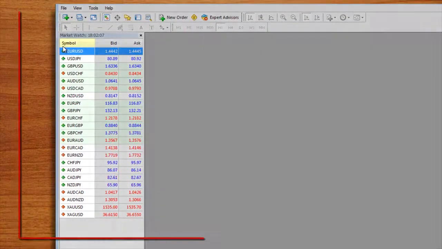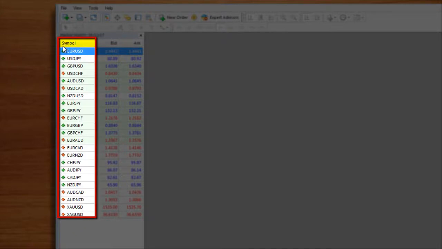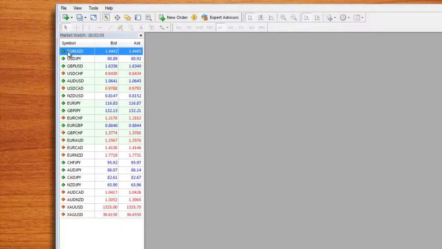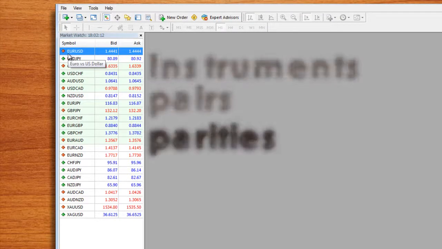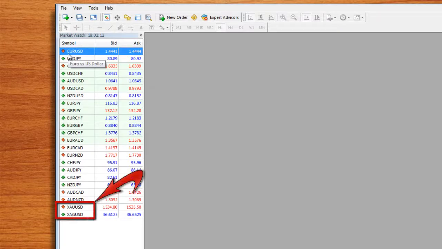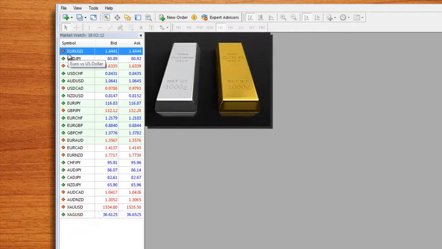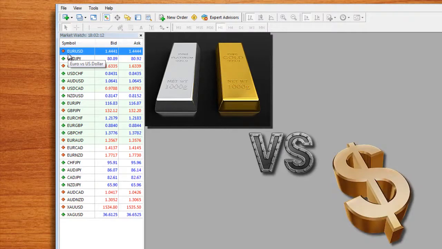Awesome. So in terms of the default columns that are currently displayed on the market watch, the very first one is the symbol. Our first symbol currently is the euro-dollar, and by placing our mouse over any given instrument pair, the full name will be displayed. Before we carry on, we just need to make a comment that we will be using the words instruments, pairs, and parities interchangeably. We can't just use currency pairs because, as you know, we have the option to also trade heavy metals, such as gold and silver, against currency pairs like the dollar.